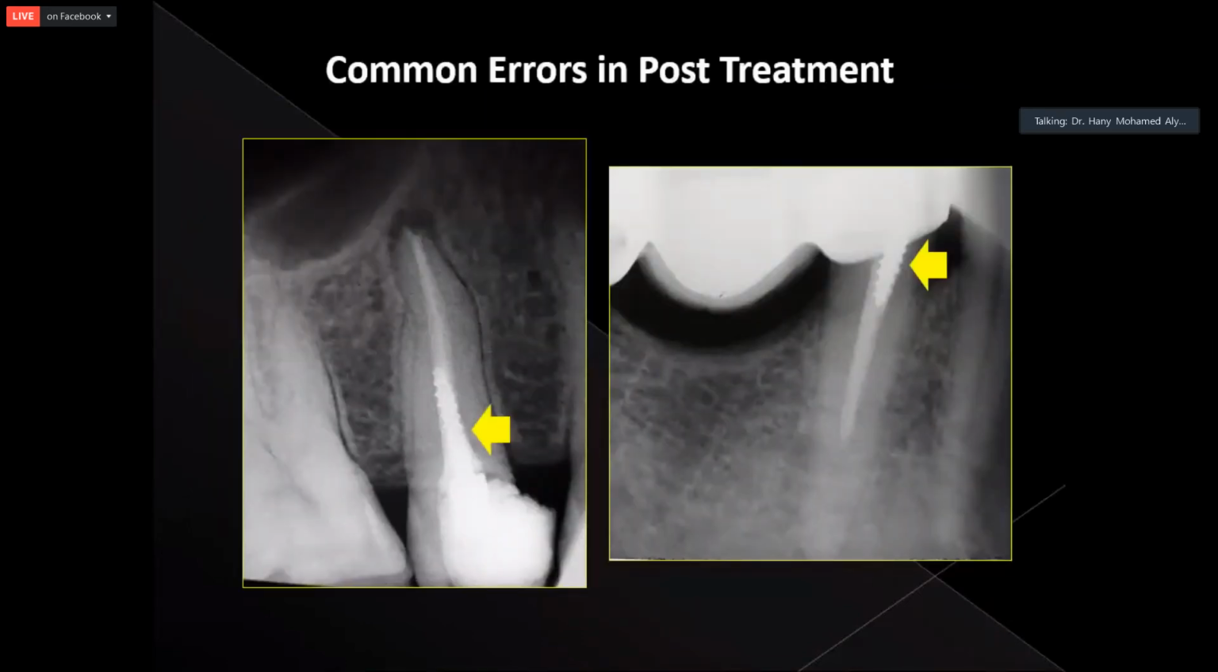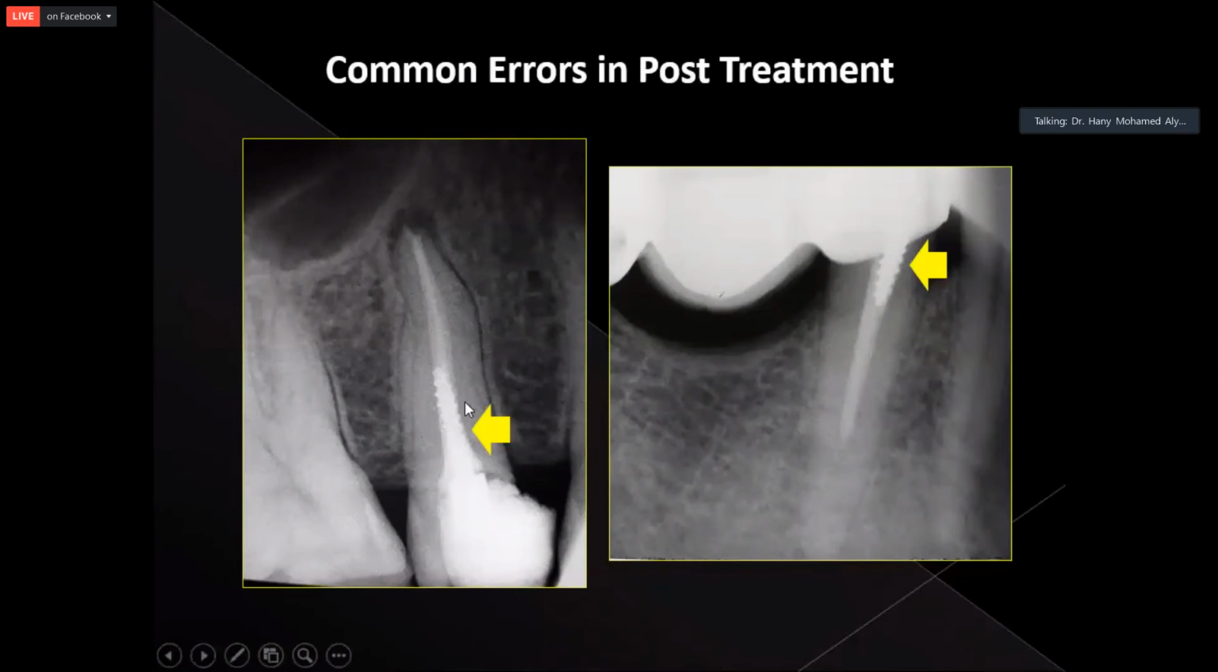I just will go for the common errors used for the treatment. Usually, we have many cases which can come to us, and then we see this type of posts in which is very short. Tiếp theo tôi muốn nói về những cái lỗi rất là thường gặp khi đặt chốt. Ở nơi tôi thì tôi gặp khá là nhiều những trường hợp gửi đến để điều trị như này, thì ở đây cái lỗi có thể thấy là cái phần chốt nó rất là ngắn.